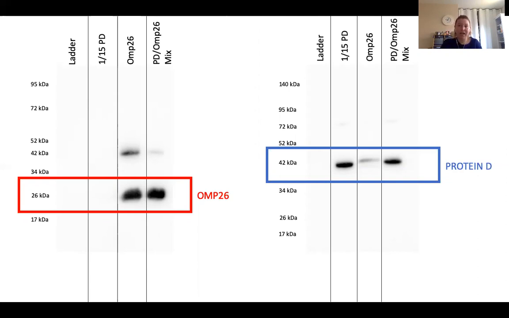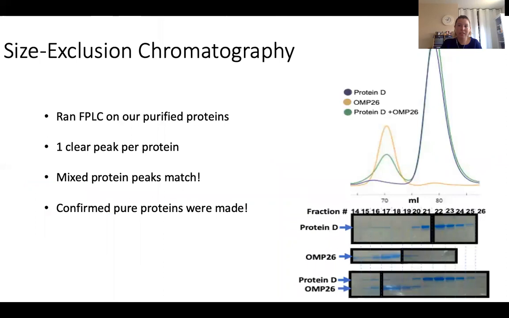To further confirm that it was pure, we did size exclusion chromatography with Dr. Glughorn. So we ran a size exclusion column on our FPLC. The blue peak is protein D only. As you can see, there's one very nice sharp peak, which is where protein D was eluted. And then the yellow peak was AMP26, where AMP26 was eluted.